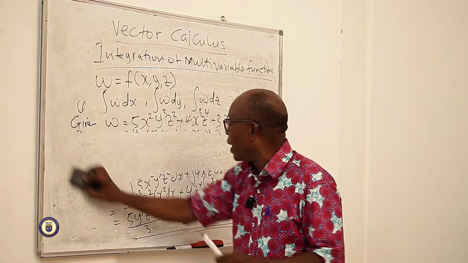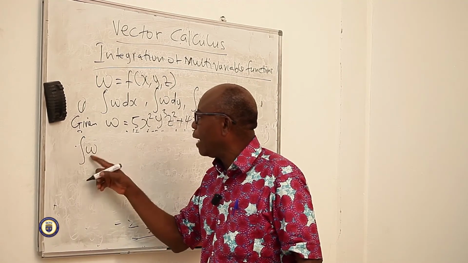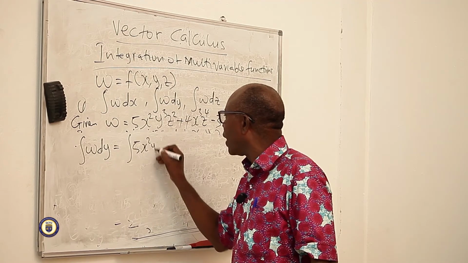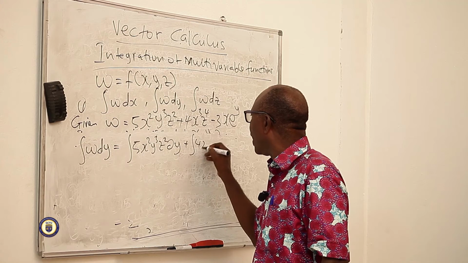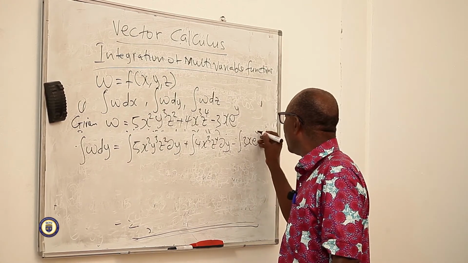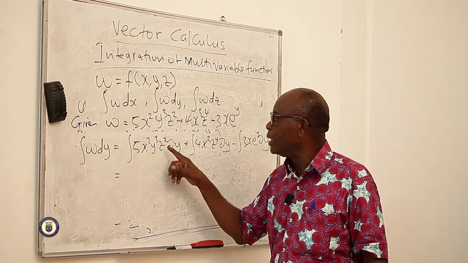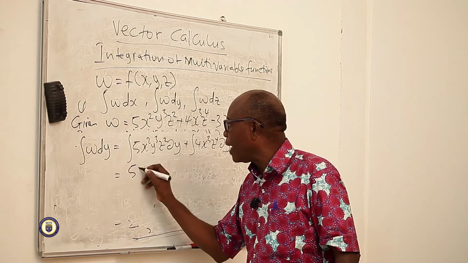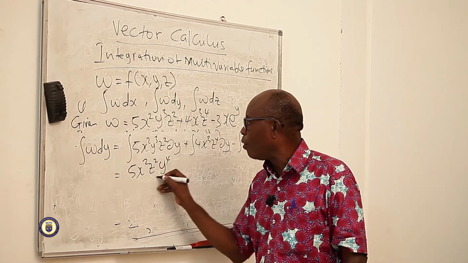So if you take the second one, integrate w with respect to y. We're going to integrate 5x squared y cubed z squared with respect to y, plus integrate 4x cubed z to the 4 with respect to y, minus integral 3x exponential y with respect to y. And so like we did previously, we see that 5x squared z squared are constants. And so we need to integrate y cubed with respect to y. So we're going to have 5x squared z squared, which are constants, and integrating y cubed with respect to y gives us y raised to the power 4 over 4.